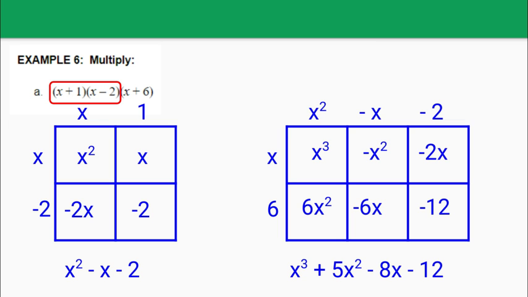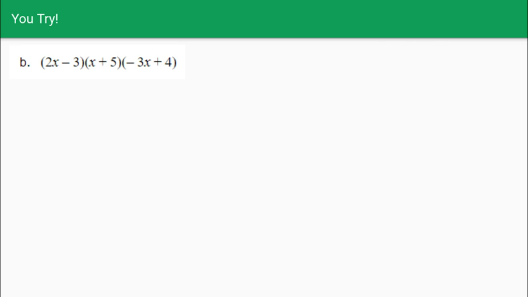All right, let's try something a little different. The numbers are a little bit larger. Again, try this problem on your own. Multiply, and then when you're ready to check your answers, continue the video to check your answers. All right, pause, double check your work, and see how did you do.